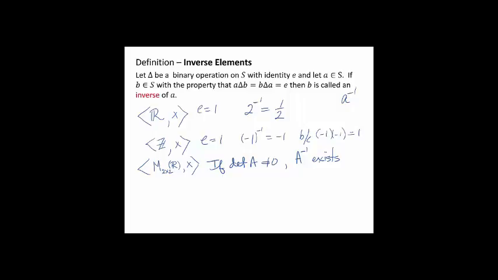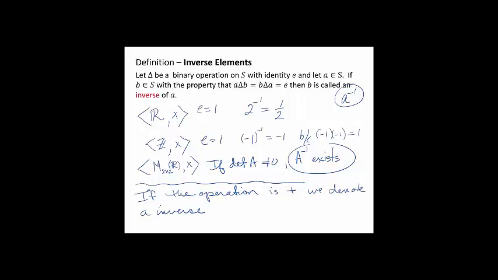Now, for sets, we always use this notation, A inverse. But if the operation is addition, that's the only time we don't use it. If the operation is addition, we denote A inverse by minus A. So if you were looking at this set of matrices under addition, the additive inverse would be minus capital A.